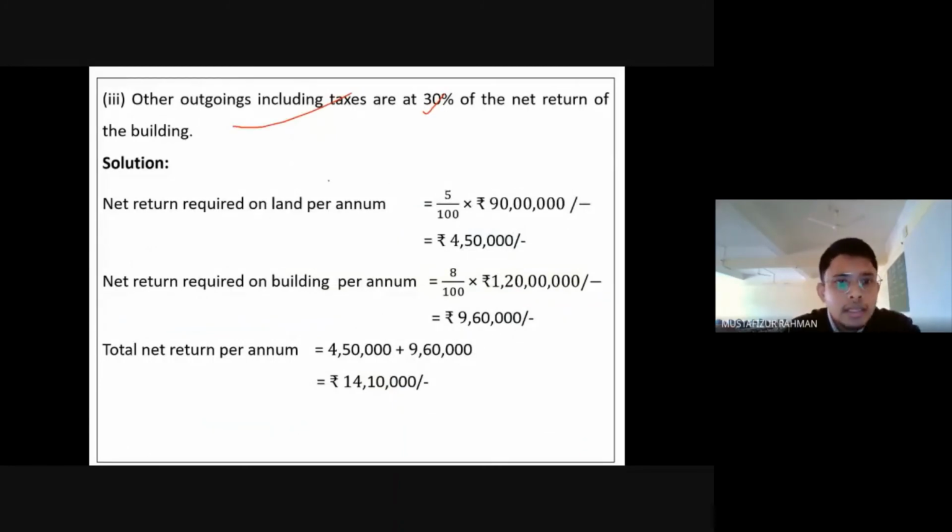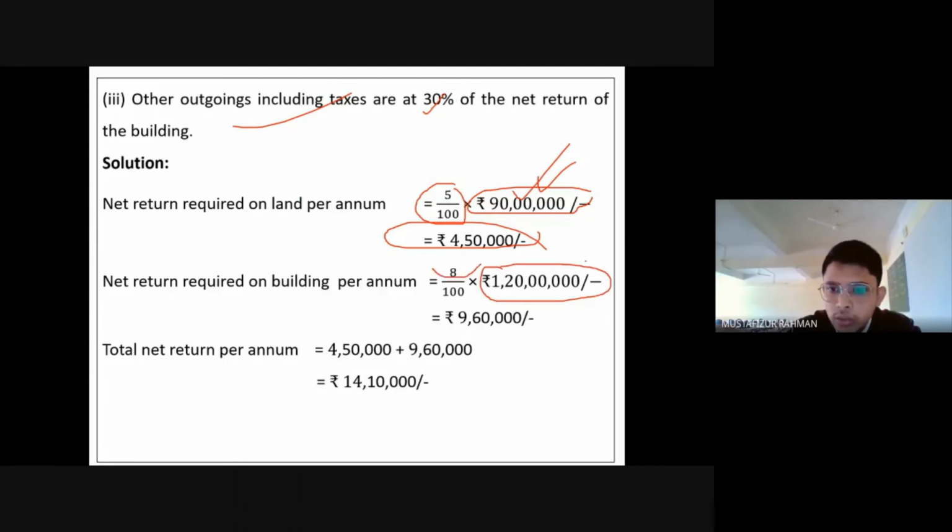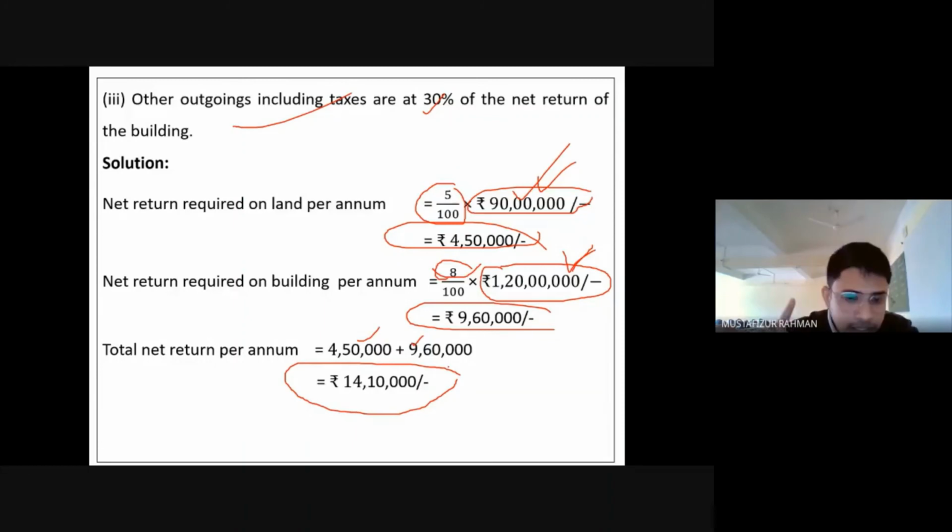So let's see. Net return on land, total value of the land is given. We still have to find out what is 5% of the total value. We get one value. Net return on the building, total value of the building is given, including all the facilities. 8% of that value, we have to find out. We get one value. So this is total net return on building and on land that we are expecting as owners. So this is total net return that we require.